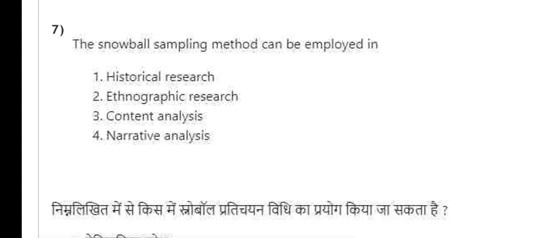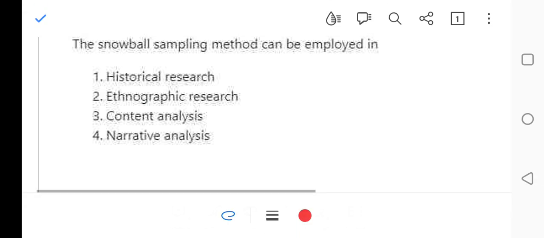Next is how the snowball sampling method can be employed in what kind of research? It will be historical research, ethnographic research, content analysis, narrative analysis. It will be ethnographic research.